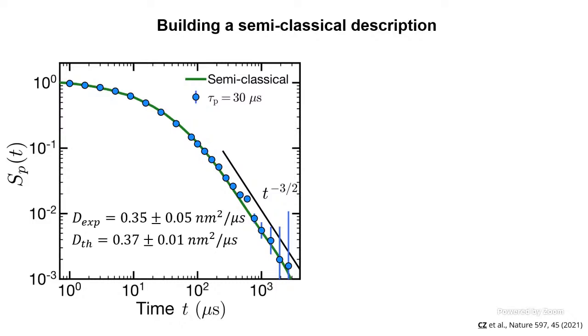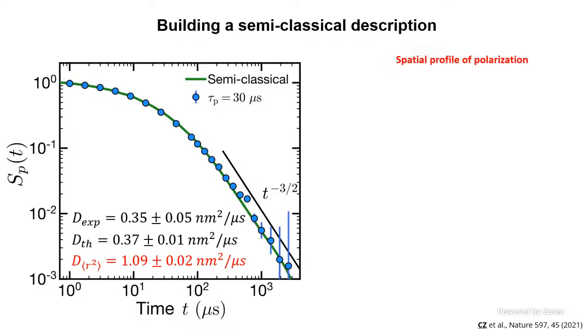And our model gives us a way to look at the spatial profile of this. If we look at that, somehow we extract a very large diffusion coefficient, which is almost 3 times larger than the diffusion coefficient we extract from the survival probability. So this actually starts to bug us a lot.